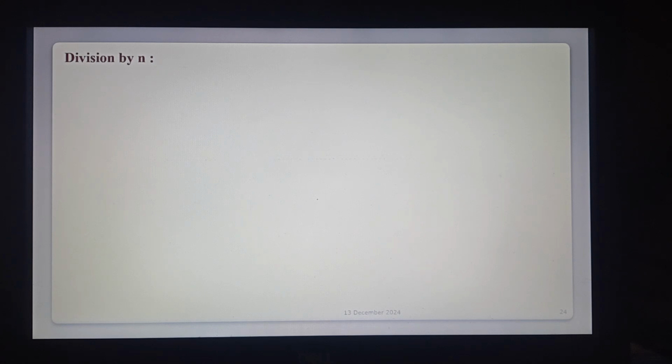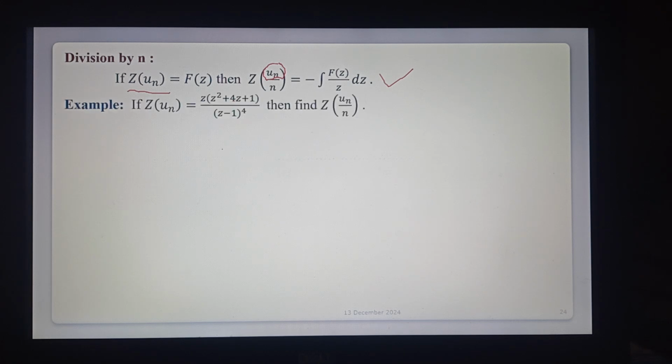Next property, the z transform of division by n. Given the z transform of un is equal to f of z, then the z transform of un by n is equal to minus integration of f of z by z into dz. Here it is division by n, and this is the given un. So first finding the z transform of un is equal to f of z, substituting here, and then integrating. See one example here.